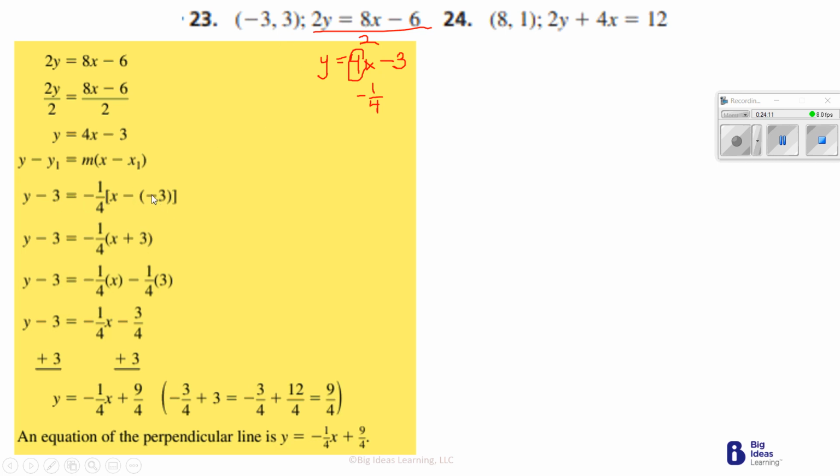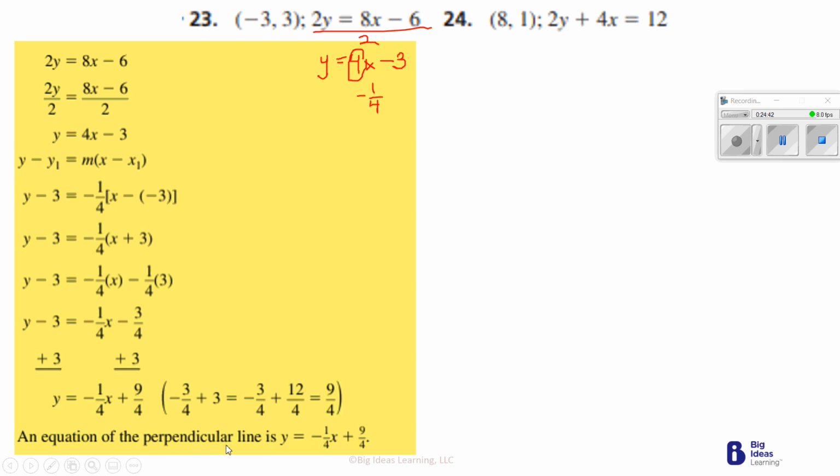This will give us a negative times a negative, which is a positive. We'll distribute our properties. This will give us negative 1 over 4x, and this will give us negative 3 over 4. Now we're going to add 3 to both sides, and 3 minus 3/4 is going to give me 9/4. All right, and now we have y equals negative 1 over 4x plus 9/4.